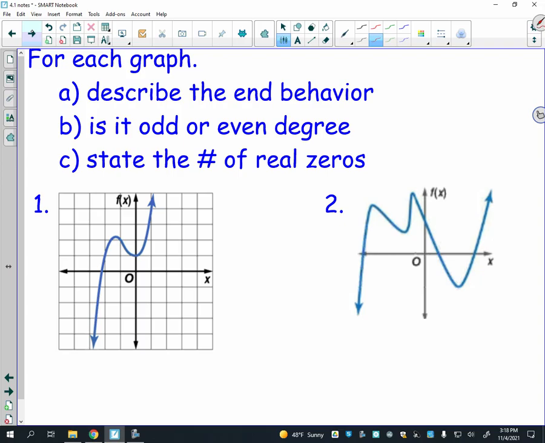So looking at this, it says for each graph, describe the end behavior. Is it odd or is it even? And state the number of real zeros. So describe the end behavior. Is it odd or is it even? I can kind of do these out of order maybe.